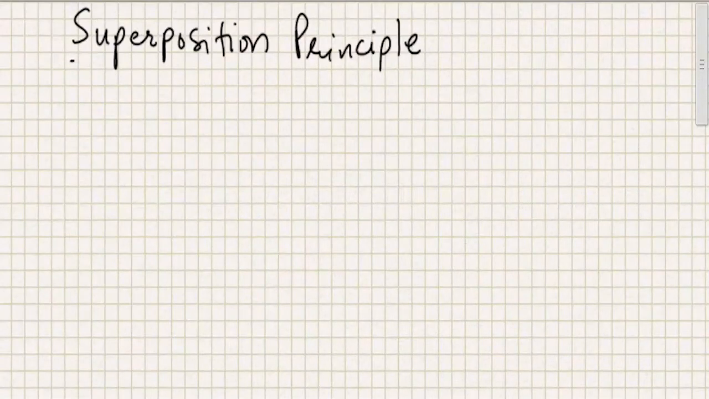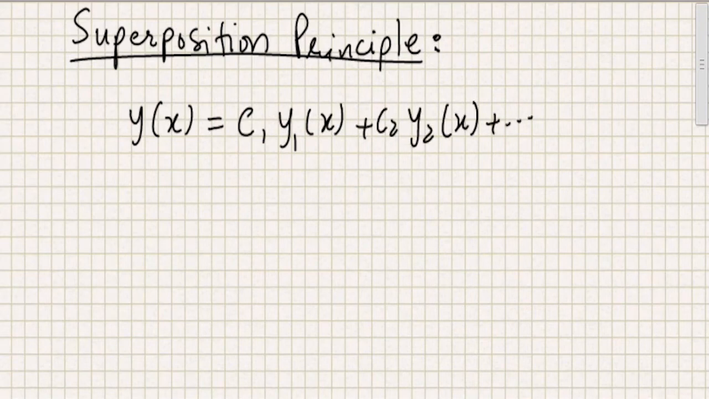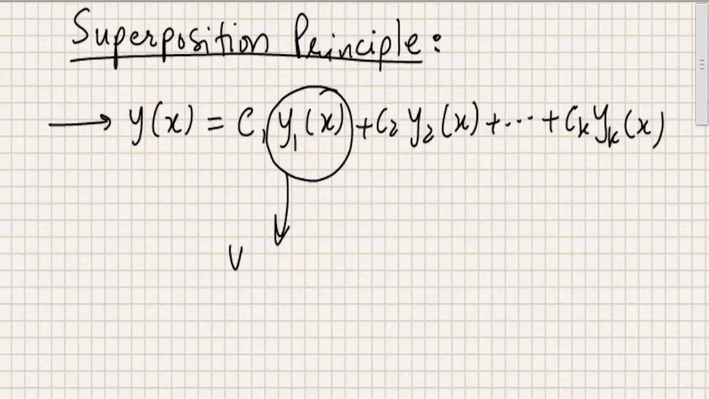Now there is something called a superposition principle. A superposition principle says that a solution to a differential equation, for example y of x, can be a sum of different solutions. So for example, if I wrote c1 y1 of x plus c2 y2 of x plus up to as many as k solutions, ck yk of x, this means that each is a valid solution, right?